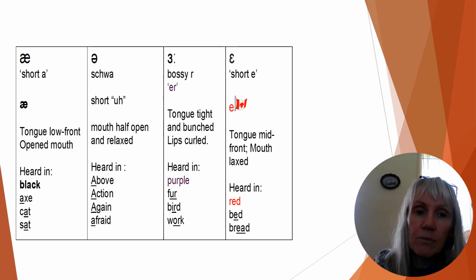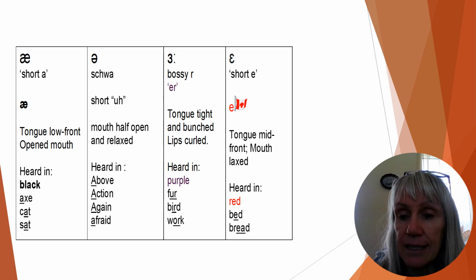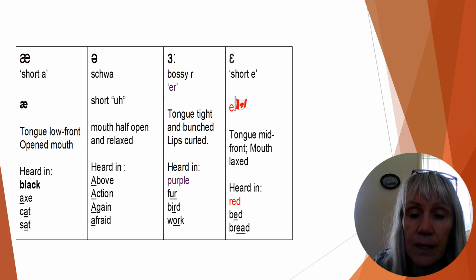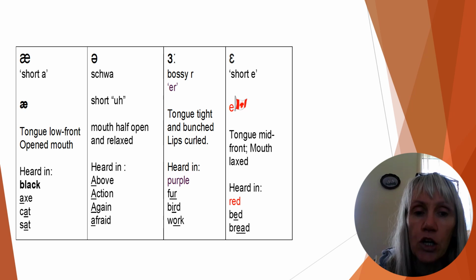Next, you'll see what looks like a backwards 3 with a colon. And this represents something called a bossy R, which we will talk about later on. It's a sound. Tongue is tight and bunched. Lips are curled. Heard in purple, fur, bird, work.